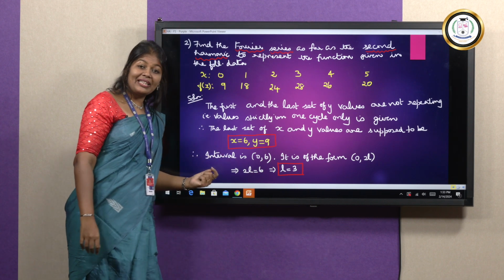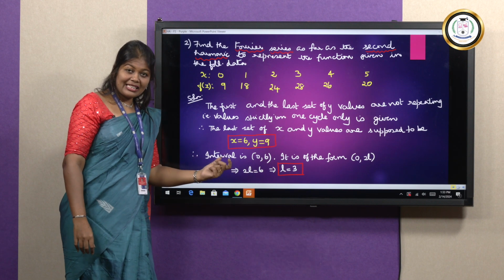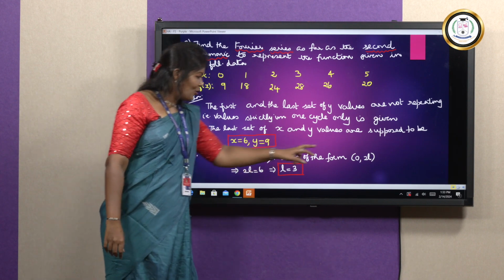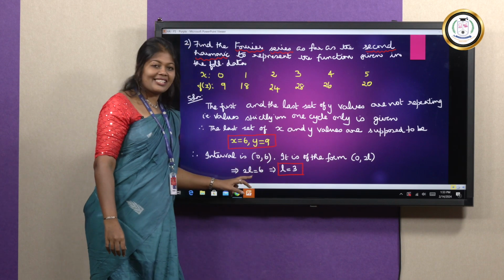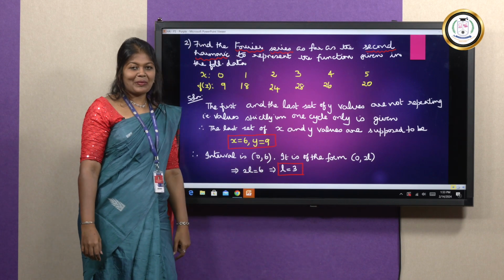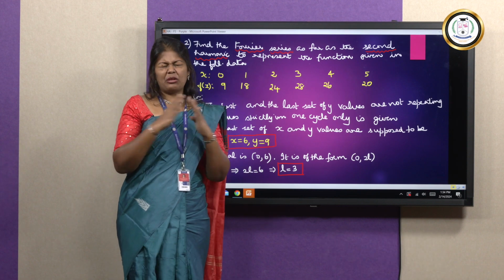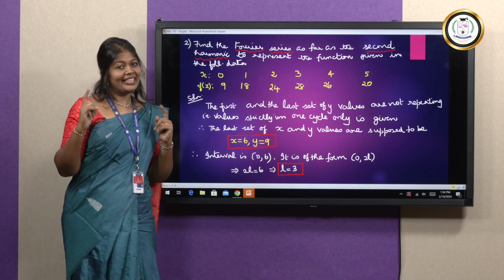So, what is the interval? 0, 6. And 0, 6 is in what form? 0 comma 2L. So what is 2L equal to? 6. So what is L? L is 3. So now I know L value is 3. So in the formula wherever I have L, I am going to replace it by 3.